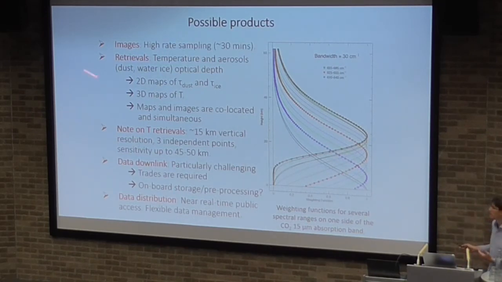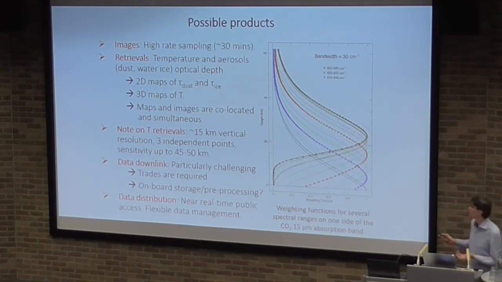The final products then would be images for sure, with a high sample rate, about 30 minutes, which is a good scale for evolution of water ice and dust as well. But not only images, we want retrievals, we want quantitative data. And I think we can do it. We can retrieve temperature and aerosol optical depths, dust and water ice, and then we will have 2D maps of these optical depths and 3D maps of temperature.